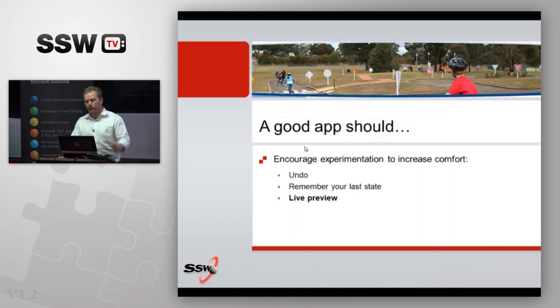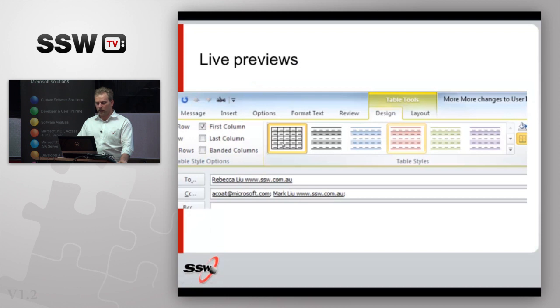So, a good app should allow you to experiment by giving you options to undo, remembering your last state, and giving you a live preview. What's the live preview, Adam? It shows you what's going to happen when you click finish. Yep. Good. All right, so there is an example of a live preview.